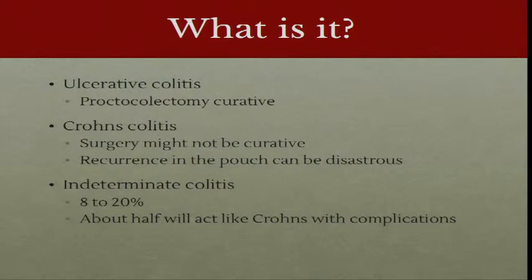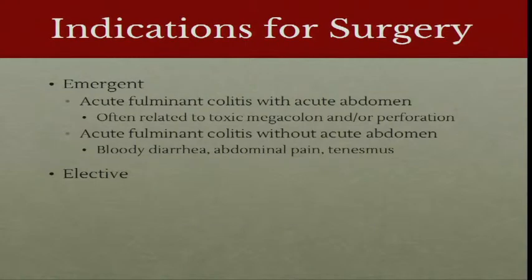You're really not too sure if it's UC or Crohn's, and so in those patients, we don't dive in and do a pouch. So, indications for surgery: it's pretty obvious when it's emergent, like if they have an acute abdomen, a megacolon, or if they're perforated. Those are the emergent indications. The elective ones can be a little bit more tricky.